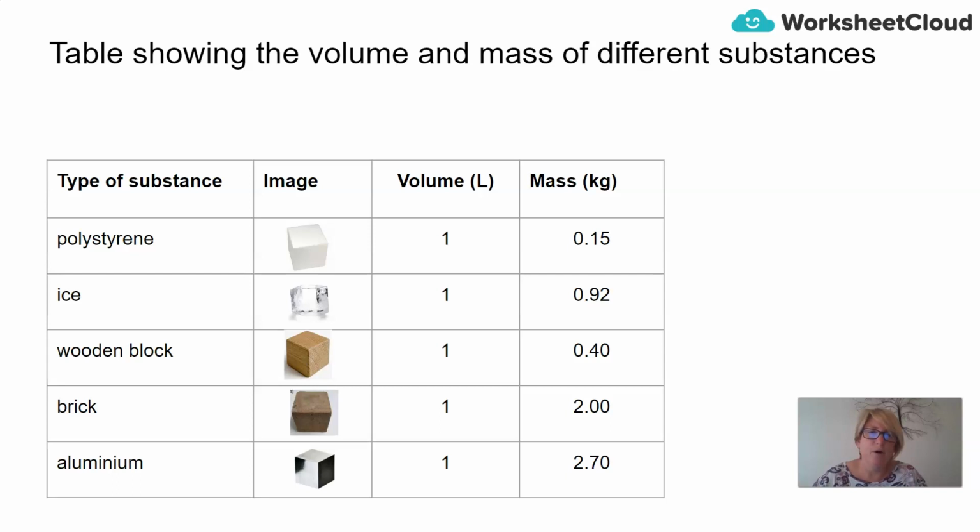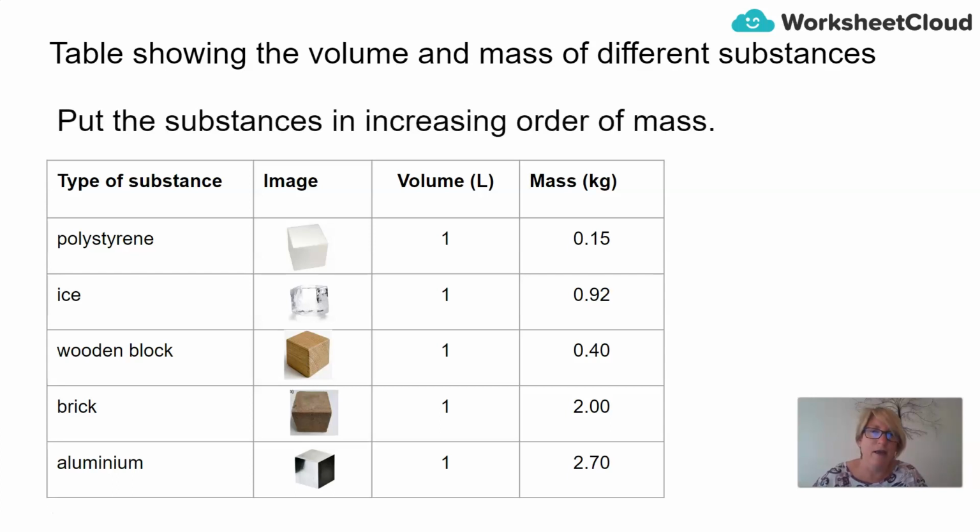So if we look at the table, polystyrene has a mass of 0.15 kilograms, ice has a mass of 0.92 kilograms, a wooden block has a mass of 0.40 kilograms, brick has a mass of 2.00 kilograms, an aluminium block has a mass of 2.70 kilograms. So what I would like you to do now is put these substances in increasing order of mass. So that means you start with the lightest block and you end off with the heaviest.